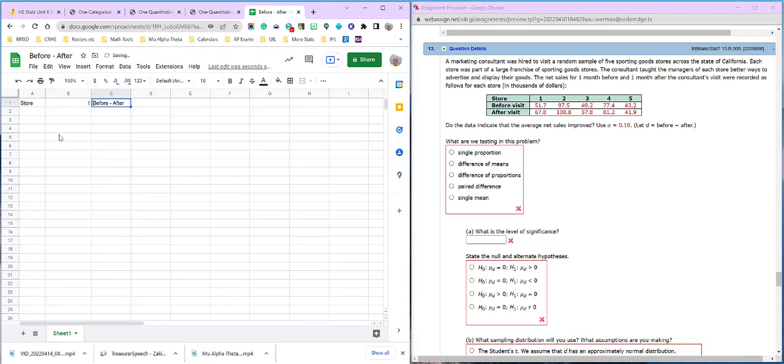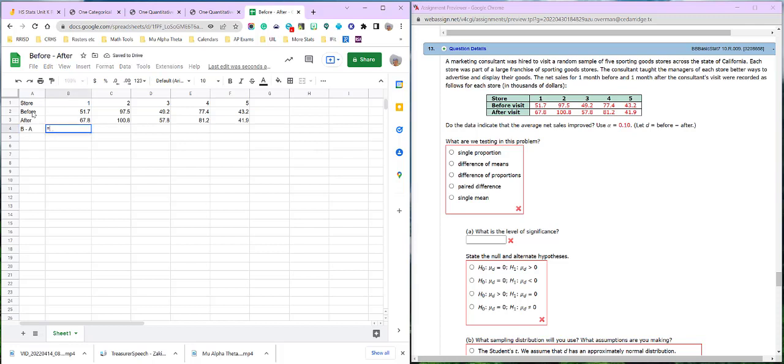Store 1, 2, 3, 4, and 5. Right. And here's the before, and here's the after. So I'm going to just type in the numbers exactly the same. 51.7, and your numbers may be different than mine, so keep that in mind. 49.2, 77.4, 43.2. And then I have 67.8, 100.8. If you hit the tab key, it goes across horizontal. 81.2 and 41.9. So the easiest thing you can do, B minus A, that's what we're trying to figure out.